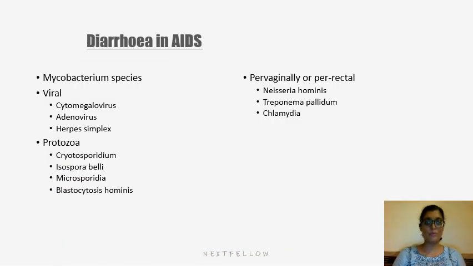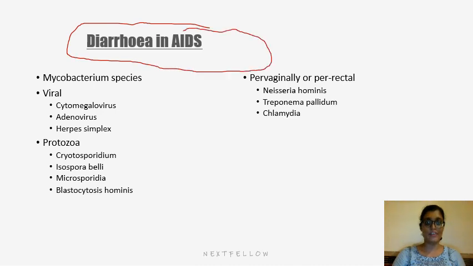Now coming to a very important subtopic in diarrhea, that is diarrhea in HIV/AIDS. The most common organisms are Mycobacterium species, viral infections like cytomegalovirus, adenovirus, and herpes simplex virus, and protozoan organisms like Cryptosporidium, Isospora belli, Microsporidia, and Blastocystis hominis. Per vaginally or per rectally, the organisms common are Neisseria gonorrhoeae, Treponema pallidum, and Chlamydia.